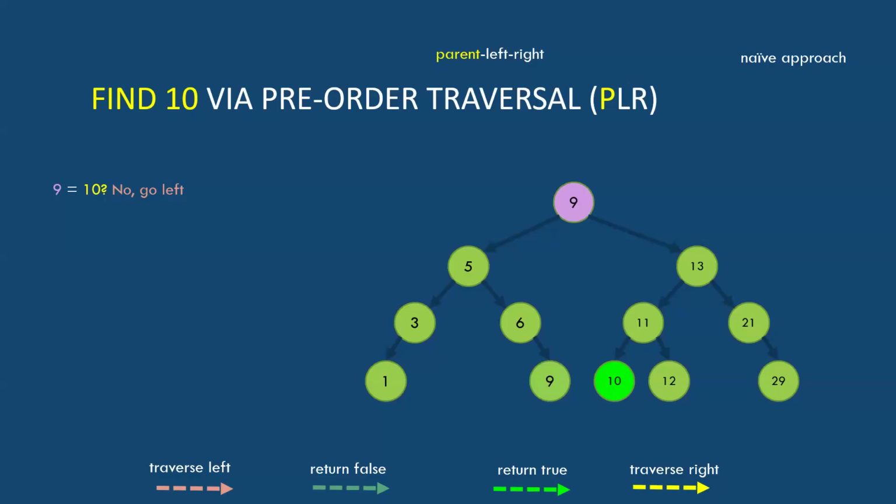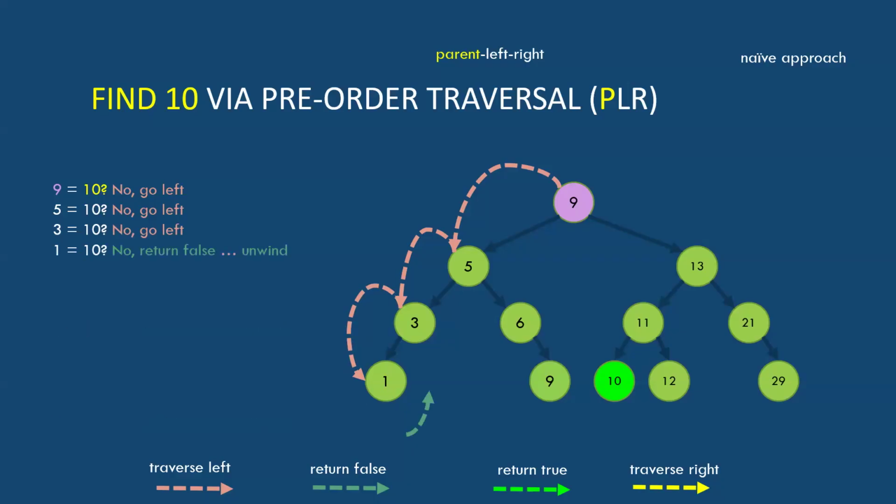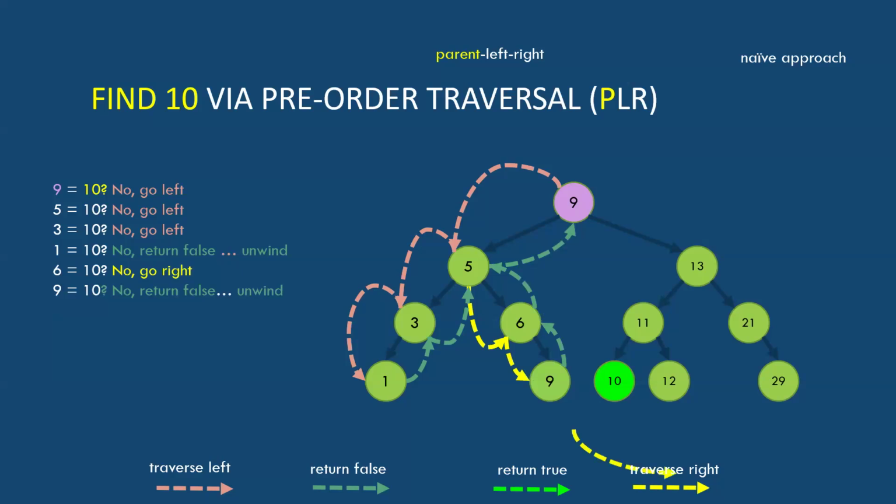We say, is the parent it? No. Okay, go left. Is 5 it? No, go left. Is 3 it? No, go left. Nope, that's not it. That's not the 10. I have to unwind. Is there a right child? No. Unwind. Is there a right child? Yes. Go right. Can't go left. Go right, etc. So this is brute force.